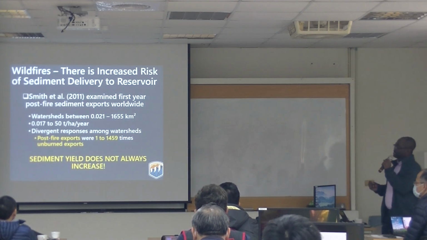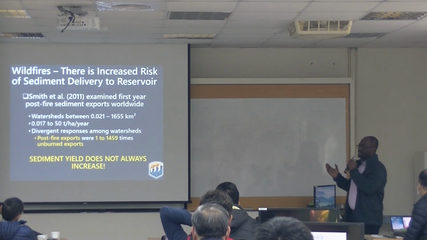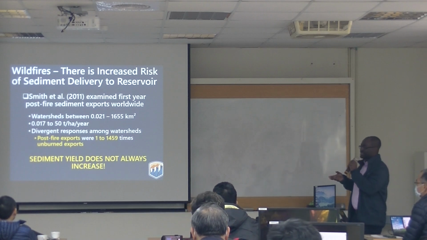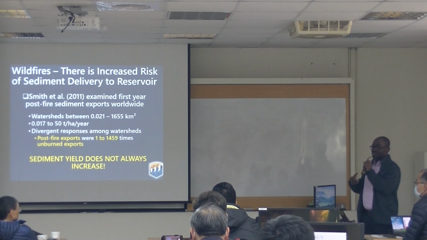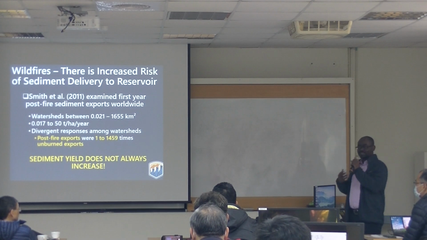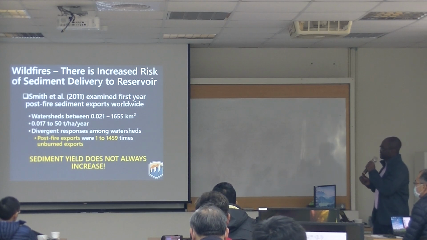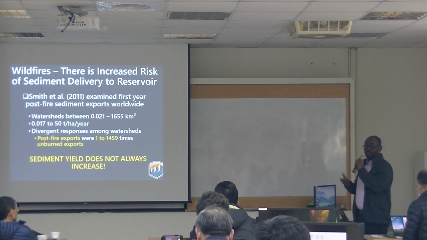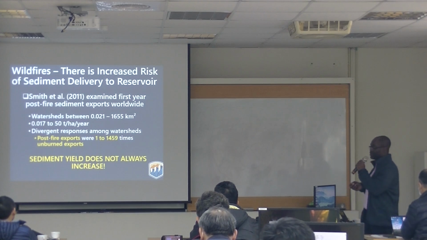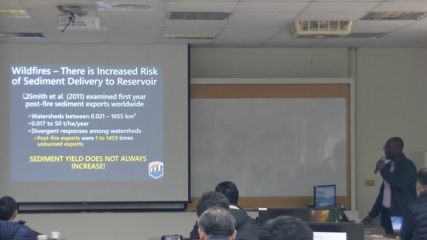So in 2011, there was a study done by Smith et al. that looked at a wide range of watersheds of different sizes. They looked at the first year post-fire sediment yield. I should say, usually when you have a fire, the time frame where you're most likely going to have an impact is the first 1 to 3 years. That's when you see an impact. After that, the system tends to recover. They looked at a wide range of sediment yields, and what they found was that post-fire exports sometimes have high loads and sometimes you don't see any changes at all. So the sediment yield does not always increase as we expect. And the question is why?